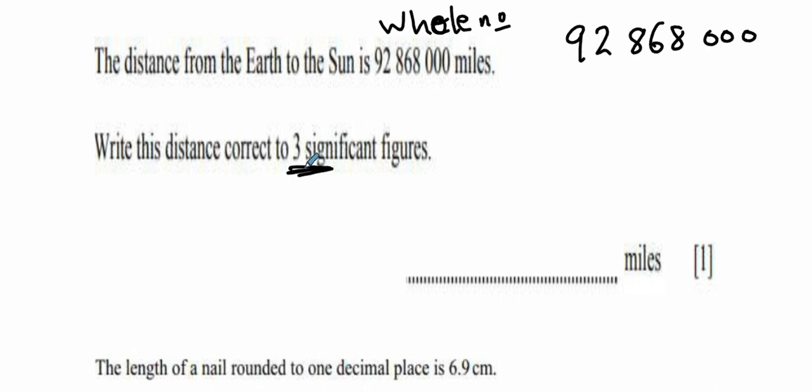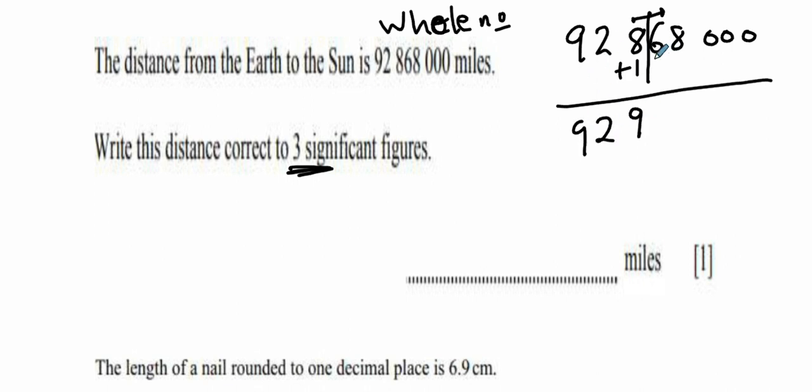So they need 3 significant figures. How many significant figures are here? 1, 2, 3, 4, 5. These zeros are not significant figures. Don't touch them, don't cancel them, because that is a whole number. All right, 3 significant figures: 1, 2, 3. So you put a border over here. Check on your right. There is a 6. Add 1 here. You'll be getting 9, 2, 9.